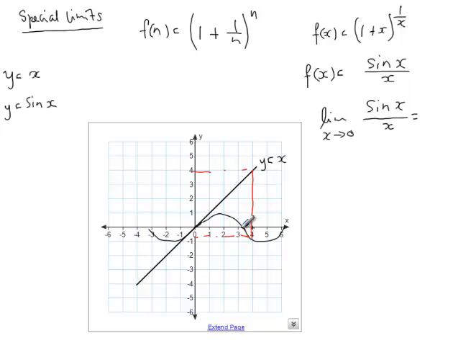Now, if I come closer, let's say here, the sine is still very small, but the denominator is a little bit smaller. Maybe there's still not a difference, but let's come here.